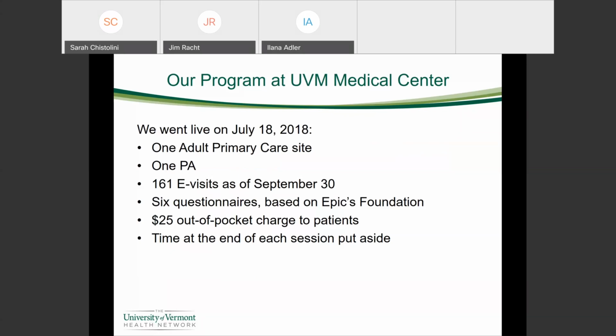We chose one PA who was really interested in this, and one adult primary care site. Essex is the site, in Essex, Vermont. It's a small town, but a really busy clinic. She was really interested in doing this, so she was our pilot provider, and to date she's done the majority of the e-visits because we're technically still in pilot stage. As of the end of September, she had done 161 e-visits.